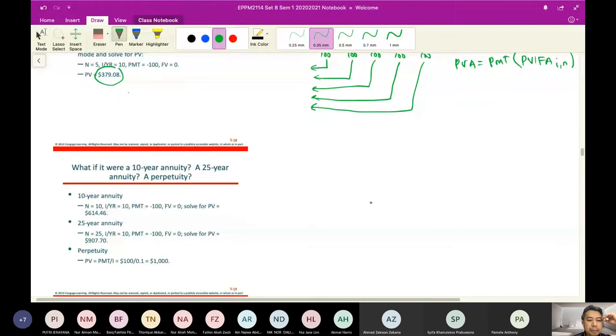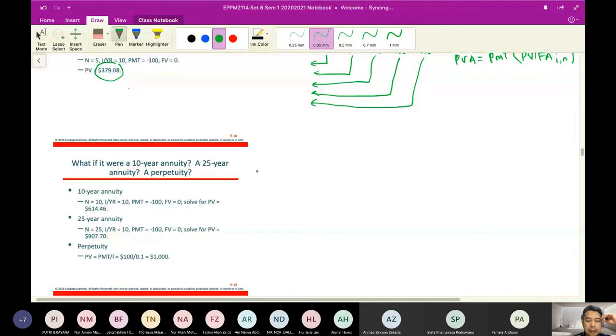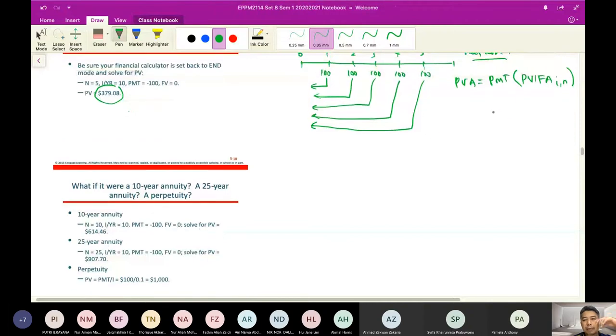How about if it is 10 years? Okay. Again, by using a formula, what you need to change is over here. So again, let me say present value annuity equal to payment.